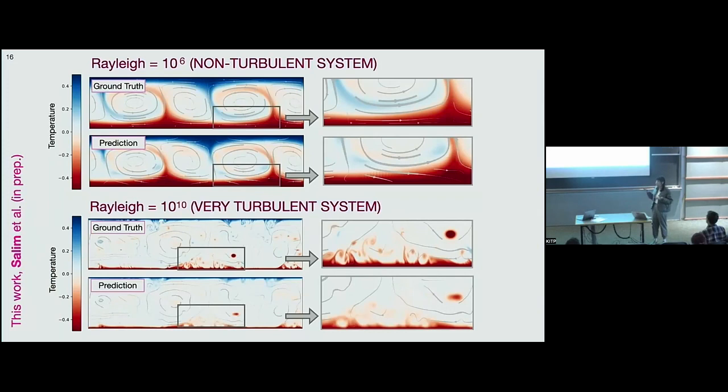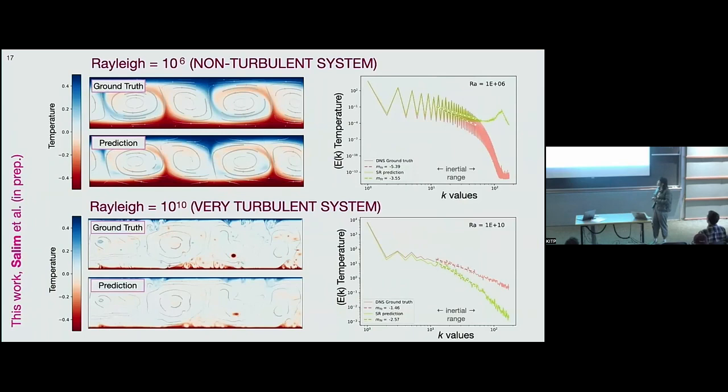And this can be quantified even more by looking at the power spectra of these temperature fields, for example. Here I'm plotting the power spectra of the ground truth direct numerical simulations in the pink, and the power spectra of the super-resolved prediction in the green. And we can see in the non-turbulent case, there's a very clear spike in energy at the very low frequencies, which we know is not realistic.